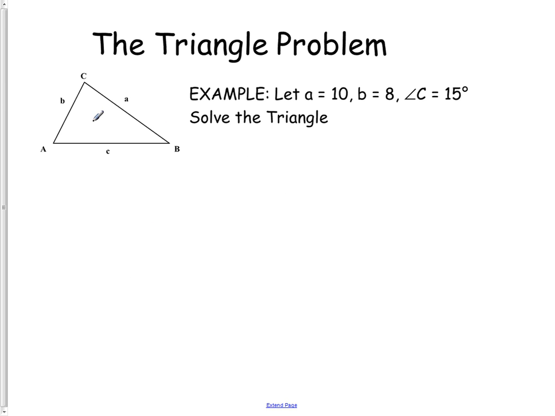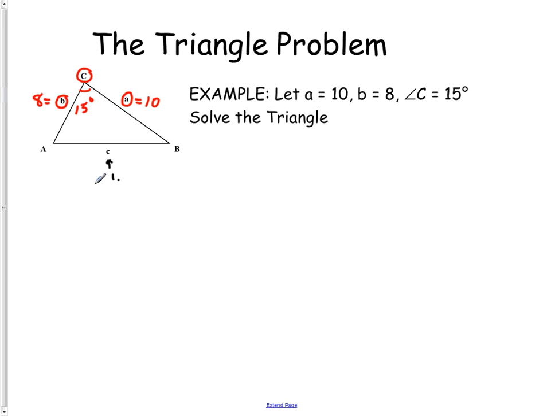So in this example, let's say that we're told side A is equal to 10. We've got side B, which is equal to 8. And we've got angle C, which we're told is 15 degrees. We're going to use the law of cosines to find side C. So that's our first task.